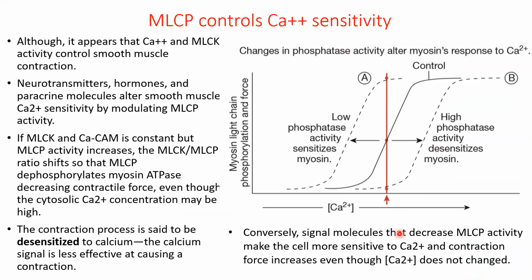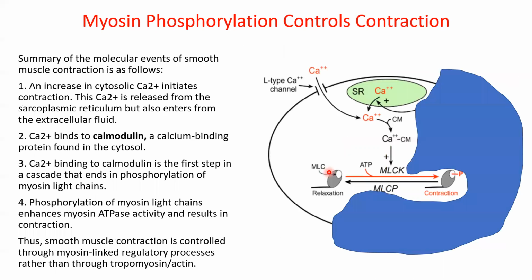Where when you have a high phosphatase activity and the calcium is still there, that means the cell is not responsive to the calcium. In other words, it has become sensitized to the calcium. And that's what's being shown here. So low phosphatase activity makes the calcium more sensitive inside the cell. Now I just want to go back.